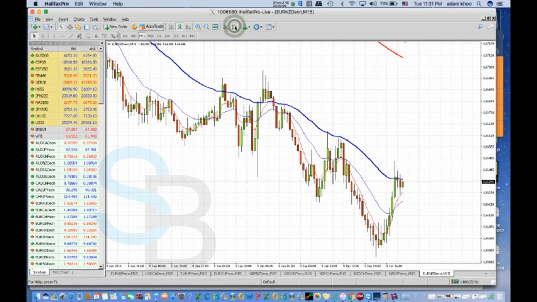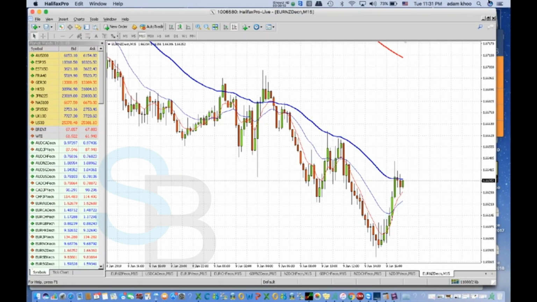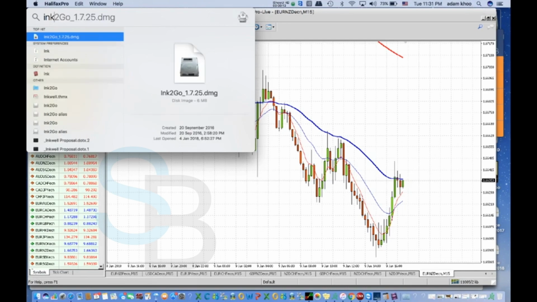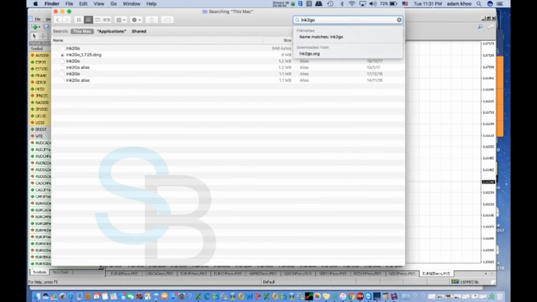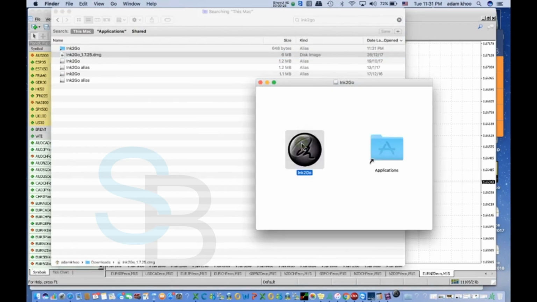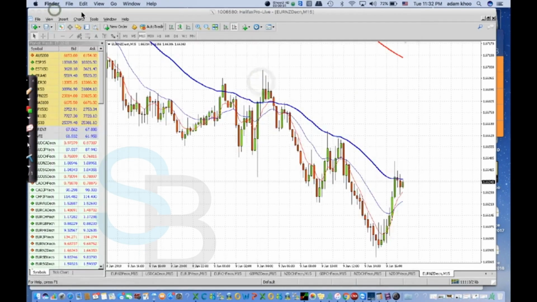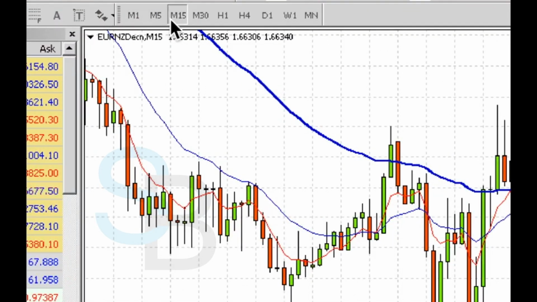Alright, so I'm spotting a potential bounce short setup on Euro New Zealand dollar. This is the 50-minute candles. So let me just pull up my drawing tool.